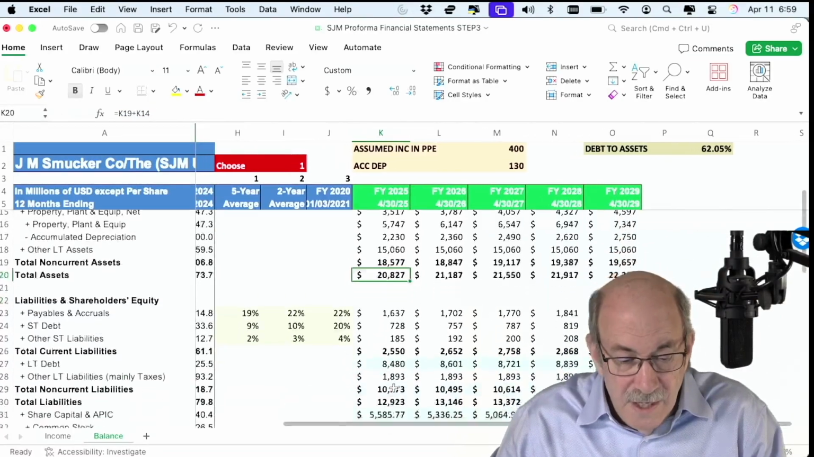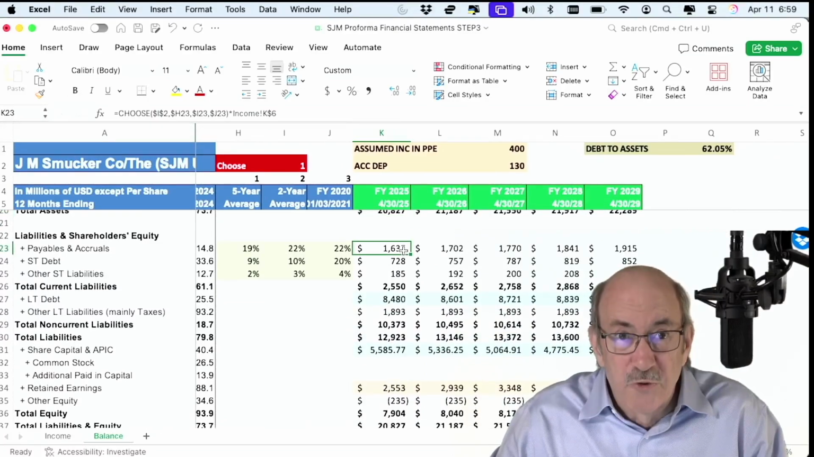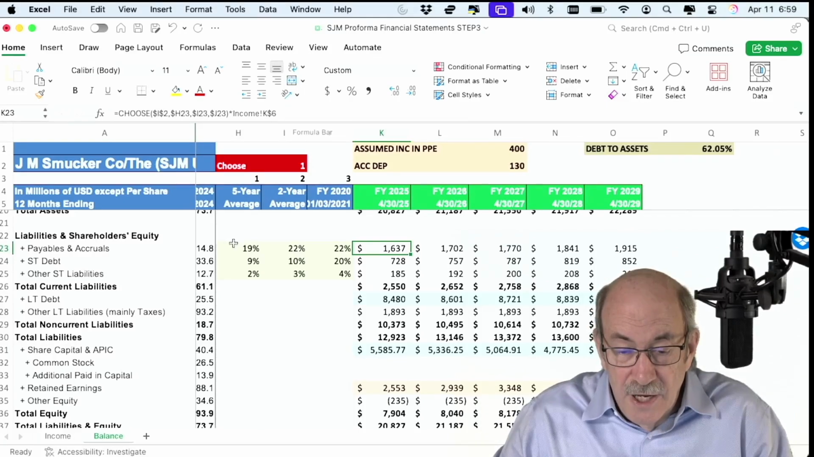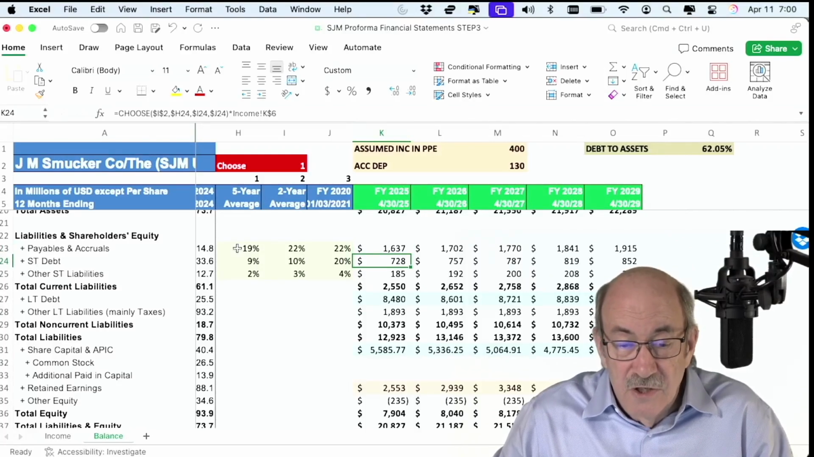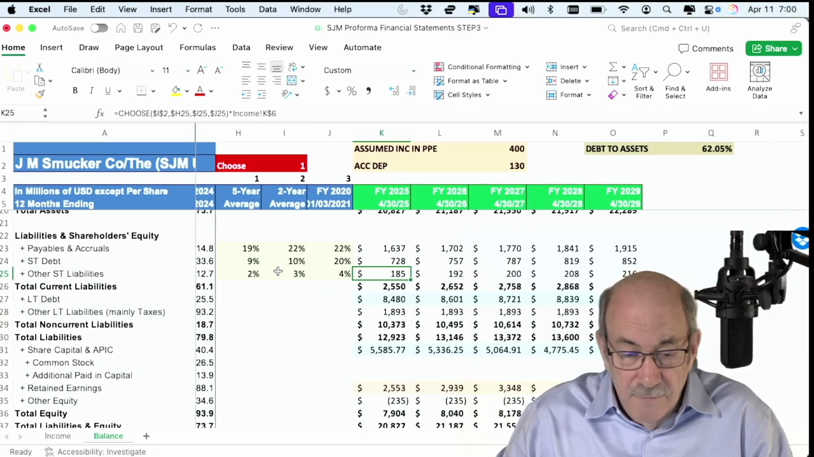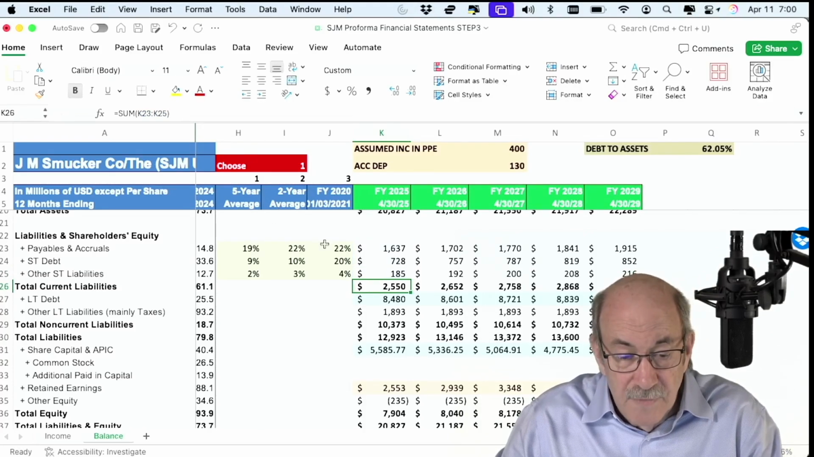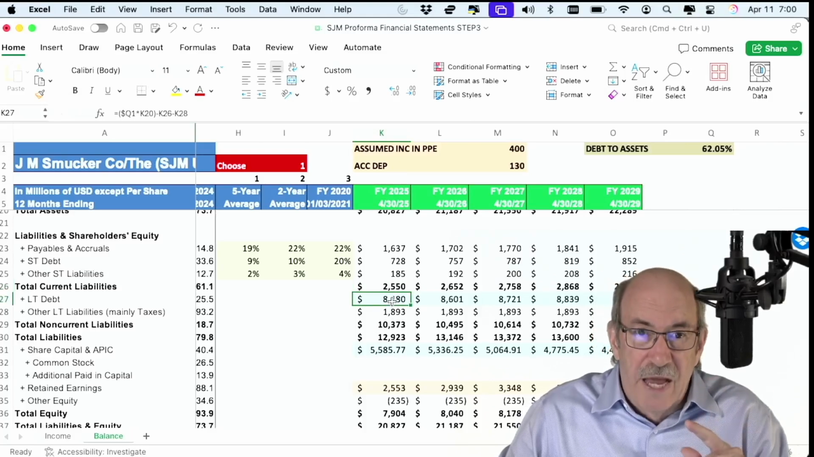All right. Down here to payables. Payables, we are going to assume change spontaneously with revenues. So again, I'm using our choose function there, and I'm going to take 19% of 2025 revenues to tell me what my payables are going to be. Similarly, with short-term debt as well as other short-term debt, I'm going to do that as 9% and 2% of total revenues, respectively. And then again, I've got another subtotal here, which is just all three of those accounts added up. Long-term debt, we're going to come back to.